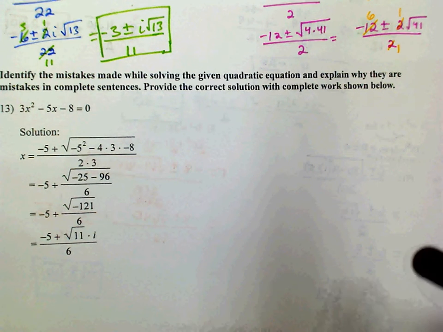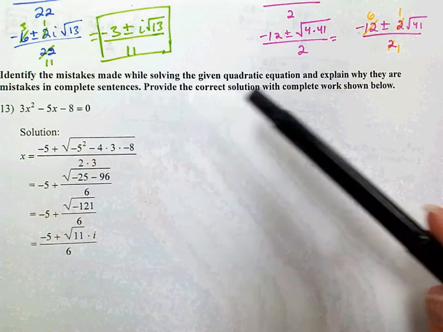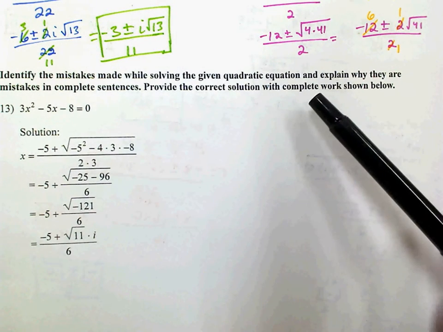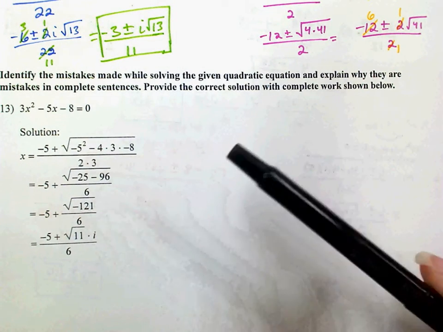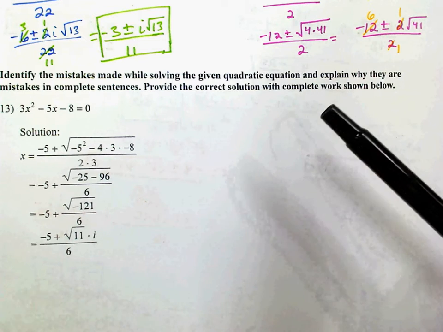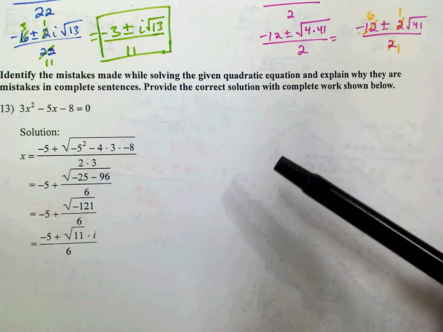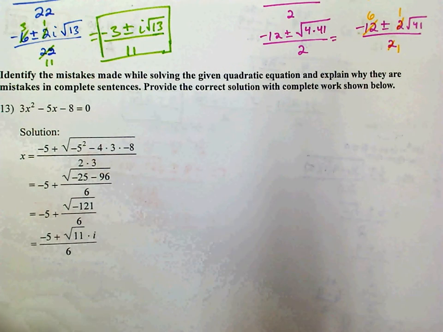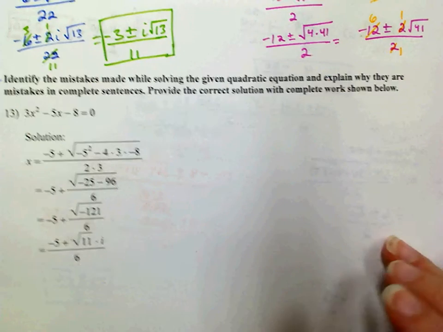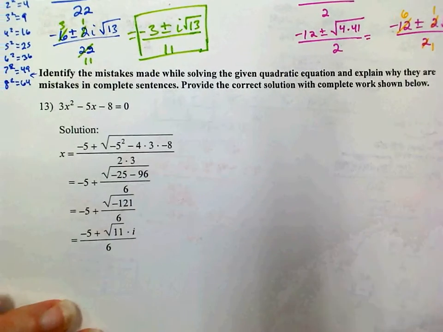For some of you, it might be a good idea to go ahead and figure out the correct solution with complete work. Remember, you're trying to explain why all this work is wrong. And if you did the complete work, you might be able to identify the incorrect things while you're doing it. And that might help you figure out the errors. But I'm going to just go ahead and go through it right now.